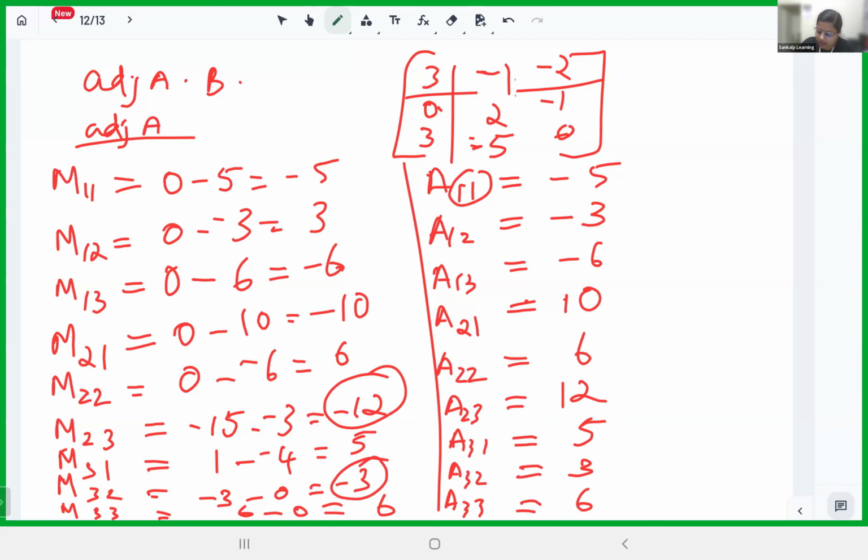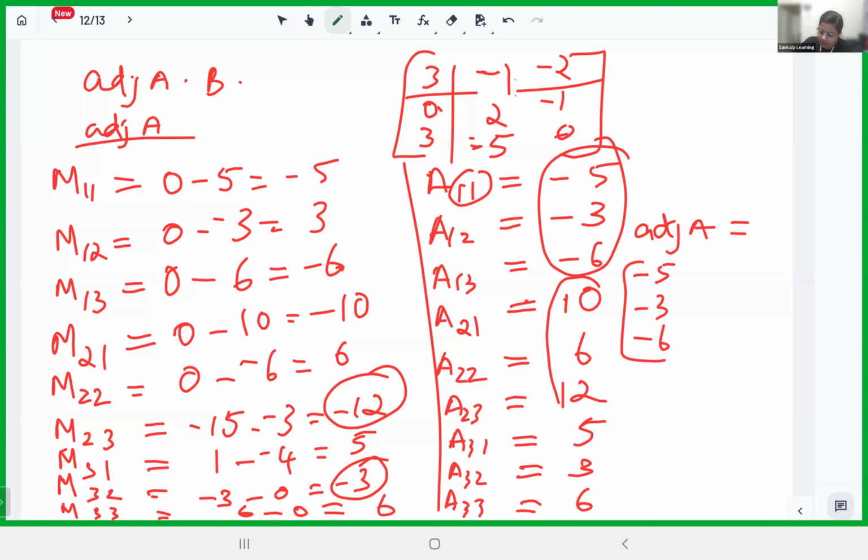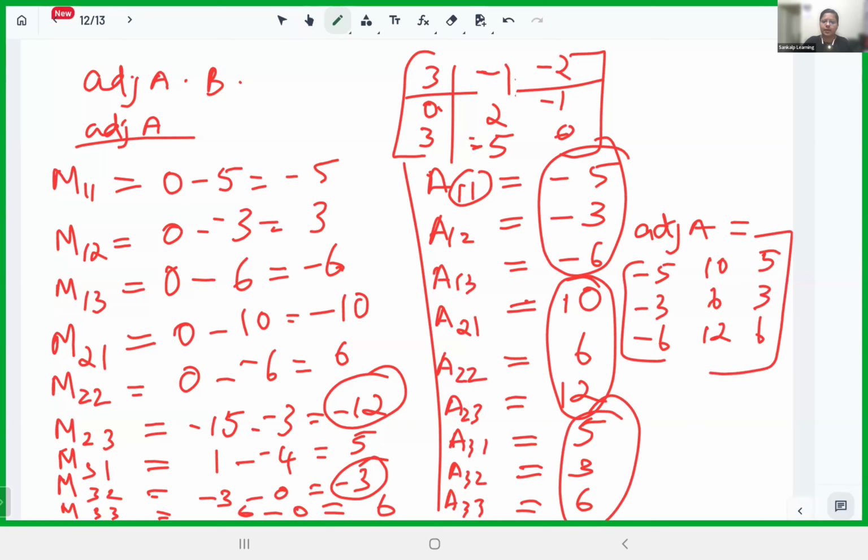All right. So what is adjoint of A? The matrix adjoint of A is equal to, write this down. Okay, minus 5, minus 3, minus 6. Now this one as a second column: 10, 6, 12. And this one will become the third column, that is 5, 3, 6. So this is the adjoint of the matrix A. It is minus 5, 10, 5, minus 3, 6, 3, minus 6, 12, 6.